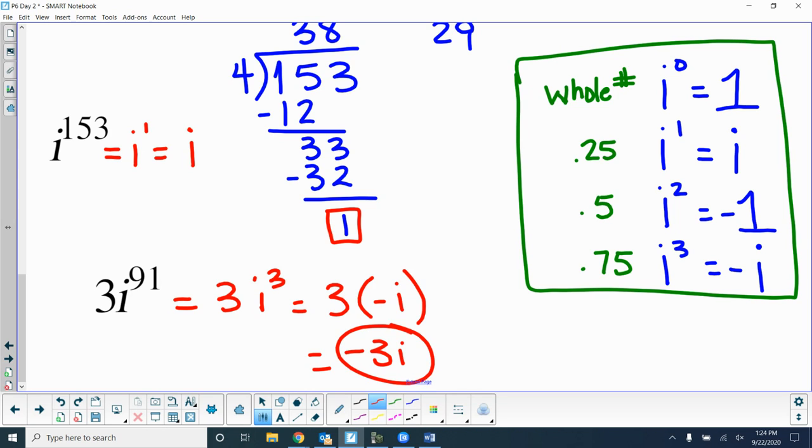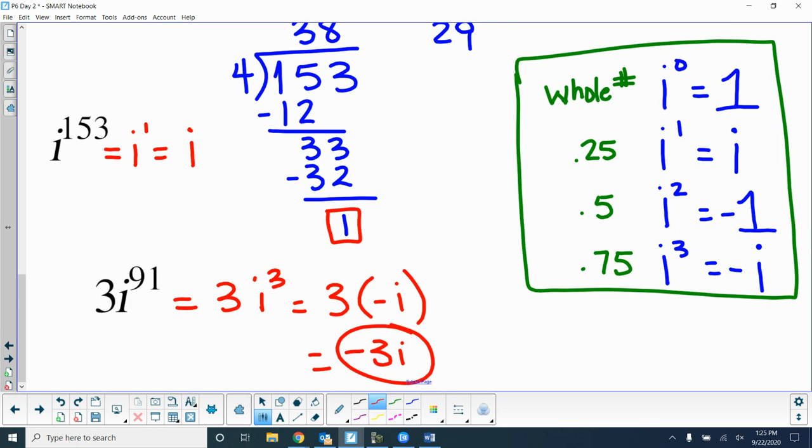You follow? Questions? So just take the exponent with the i, divide by 4, and then look for one of those 4 things, and then that'll tell you which one it is. Okay? Makes it a lot quicker, easier than trying to go through all of them, right? All right, that's all I got for today.